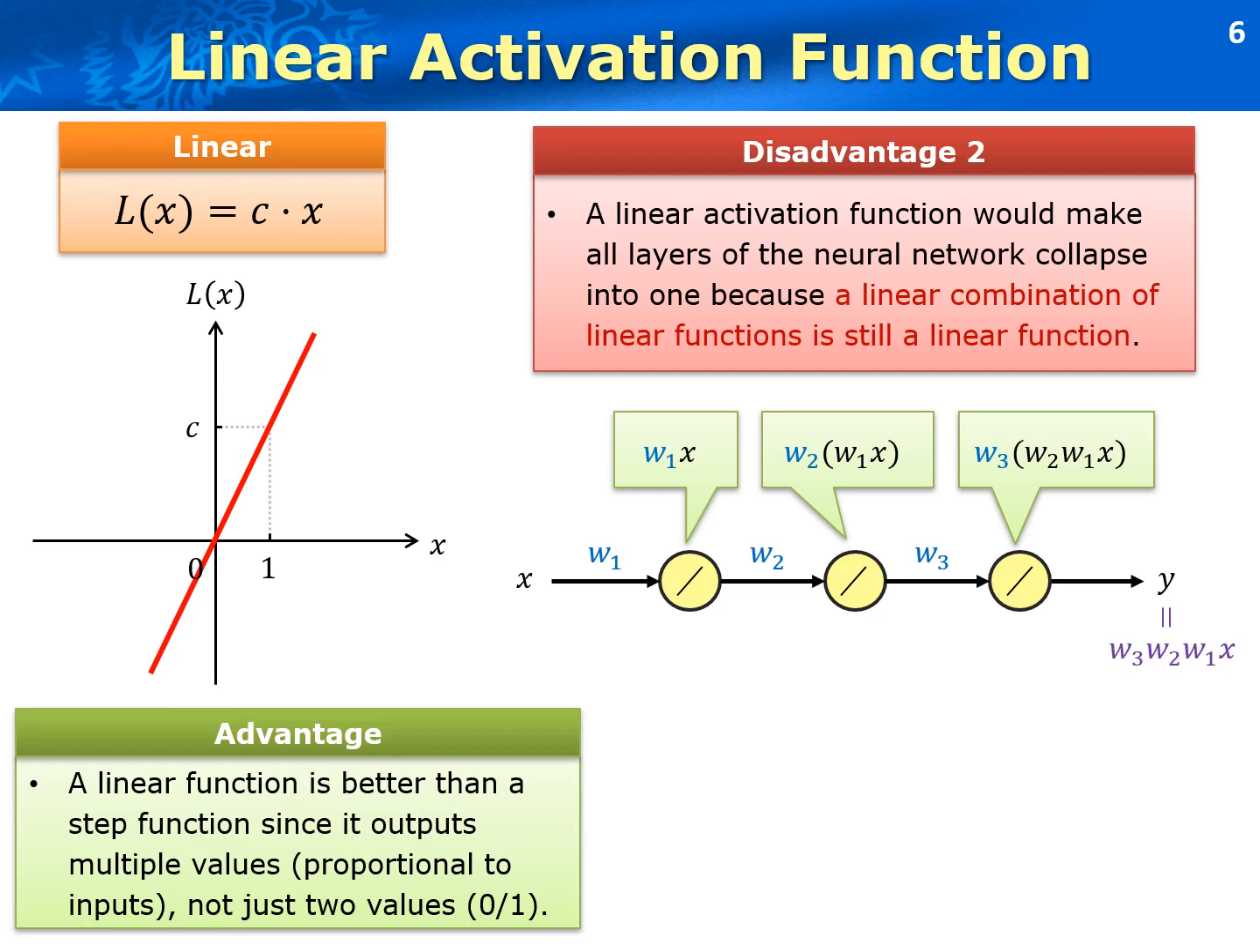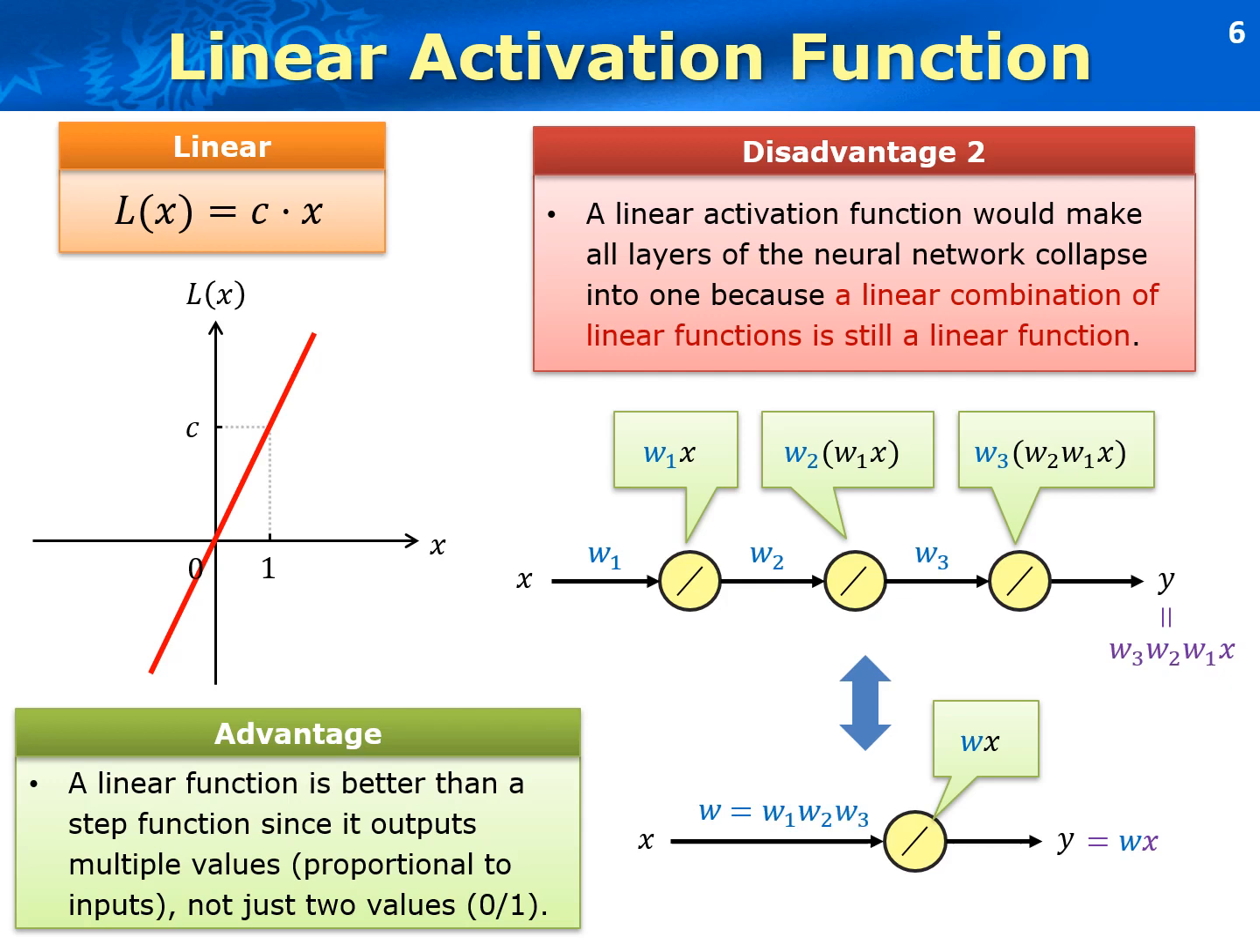We can see that despite 3 layers, the effect of this neural network is equivalent to the following single neuron. In this neuron, the output y is w times x. When we set the weight w to the product of w1, w2, and w3, the output y becomes the same as the 3-layered neural network. Thus, the linear activation function would make all layers of the neural net collapse into one.